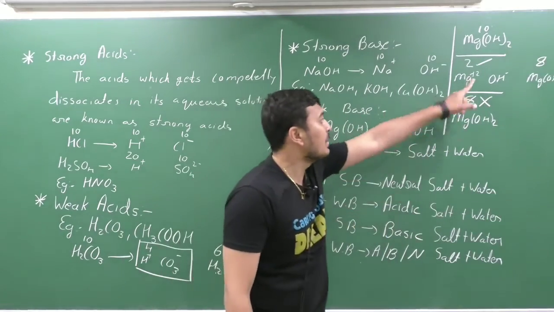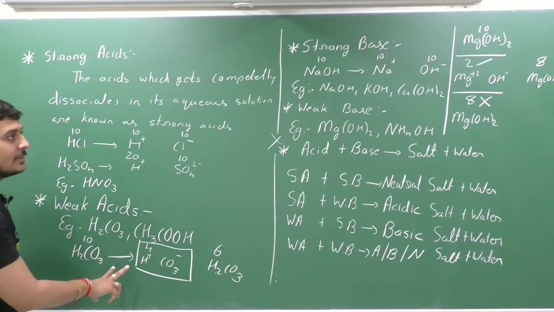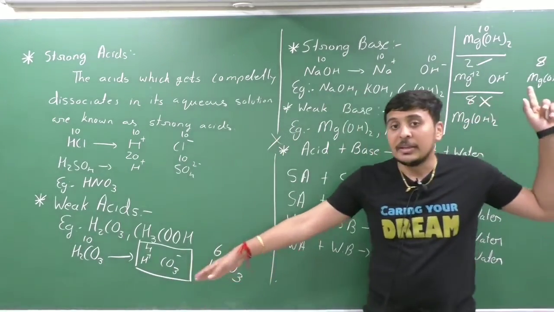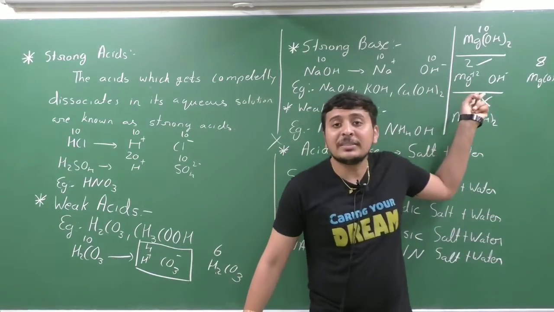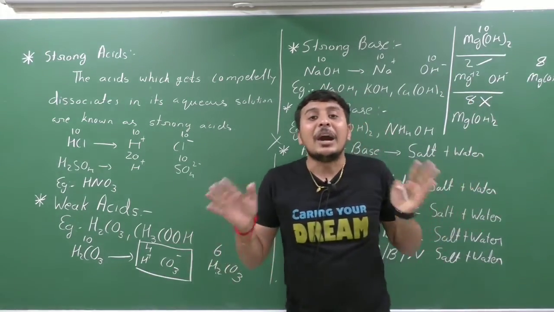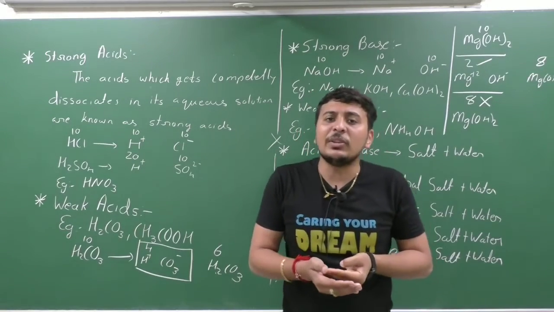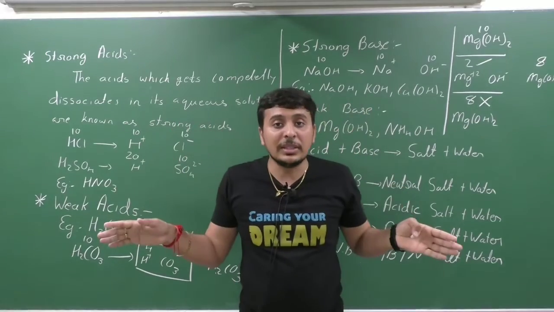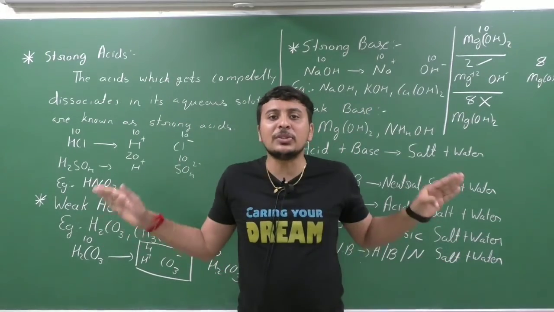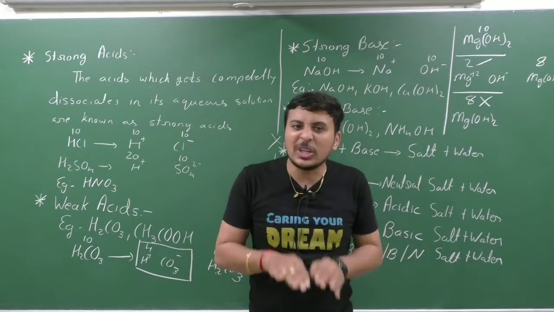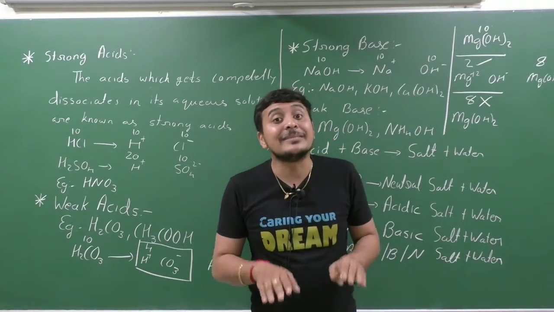So this is a weak base, this is a weak acid. Yes, weak acid H2CO3, weak base Mg(OH)2. Both of them are weak. But how can we say that any of the given solutions is weak or strong? If it gets more dissociated, then it is known as stronger. If it does not get dissociated, then it is known as weaker.